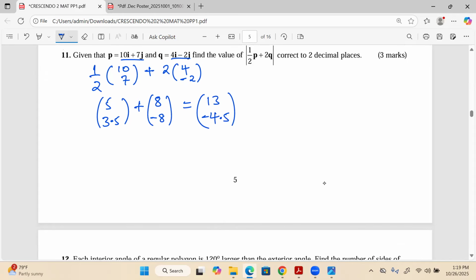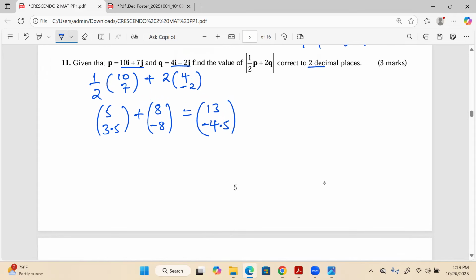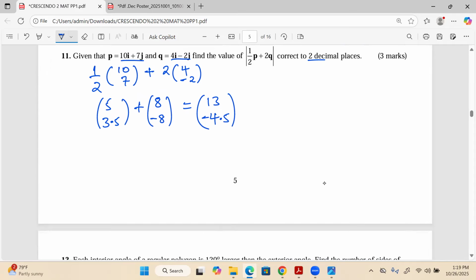Yeah, that way. Therefore, with this now, we can find the magnitude. We've already found the vector RP plus 2Q. What about the magnitude of this now? The magnitude needs the x values squared plus -4.5 also squared. Then we carry out the square root.